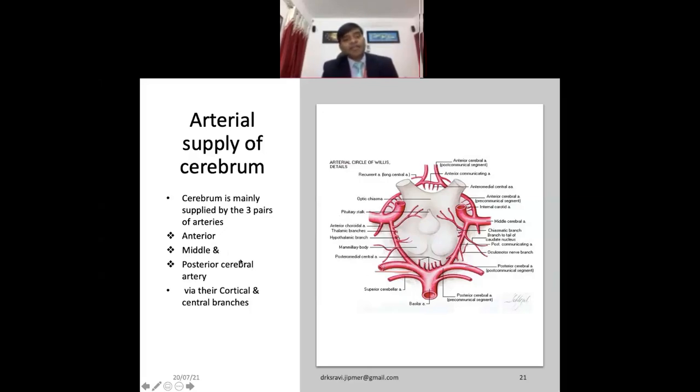Coming to the third important branch, the posterior cerebral artery. I said this is the terminal branch from the basilar artery. The basilar artery runs parallel to the superior cerebellar artery, and it runs above the midbrain, right? So it not only supplies the posterior aspect of the cerebrum, that is the inferior portion of the temporal lobe and the occipital lobe, but because it runs above the midbrain, it also supplies the midbrain and the medial surface of the cerebrum beneath the splenium of the corpus callosum. These are the various courses of the anterior, middle, and posterior cerebral arteries.